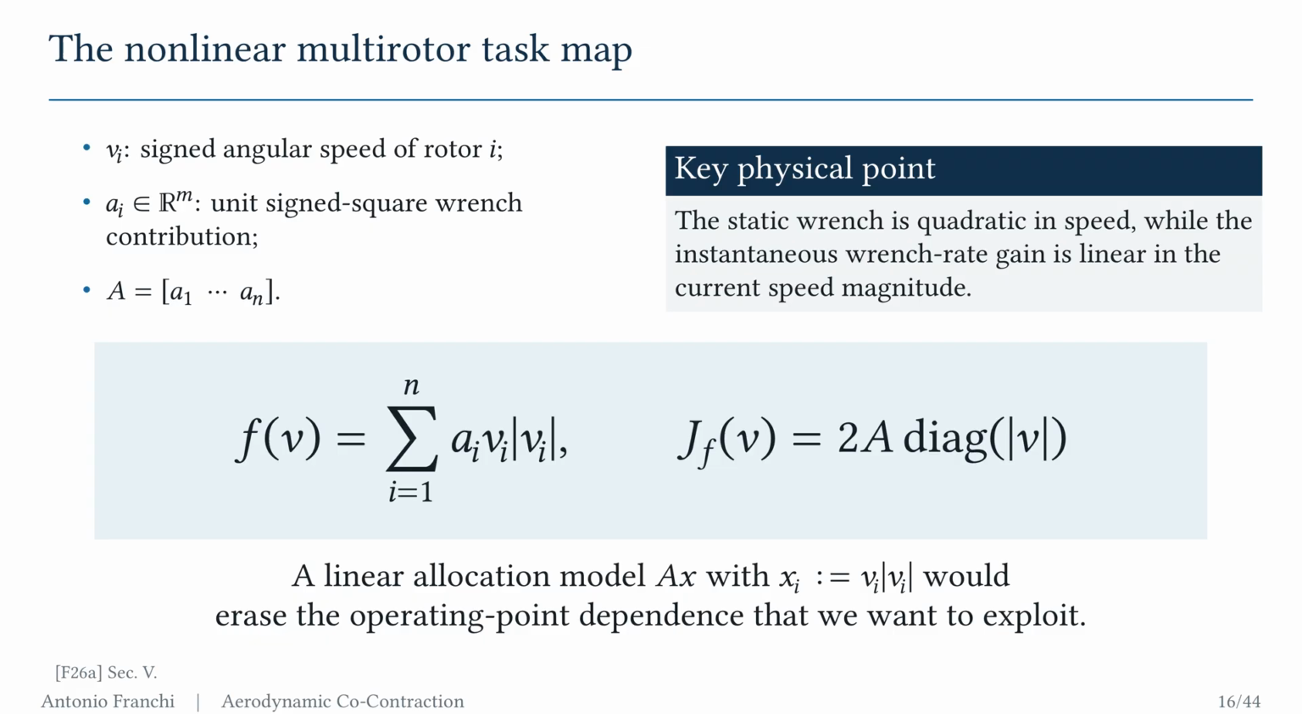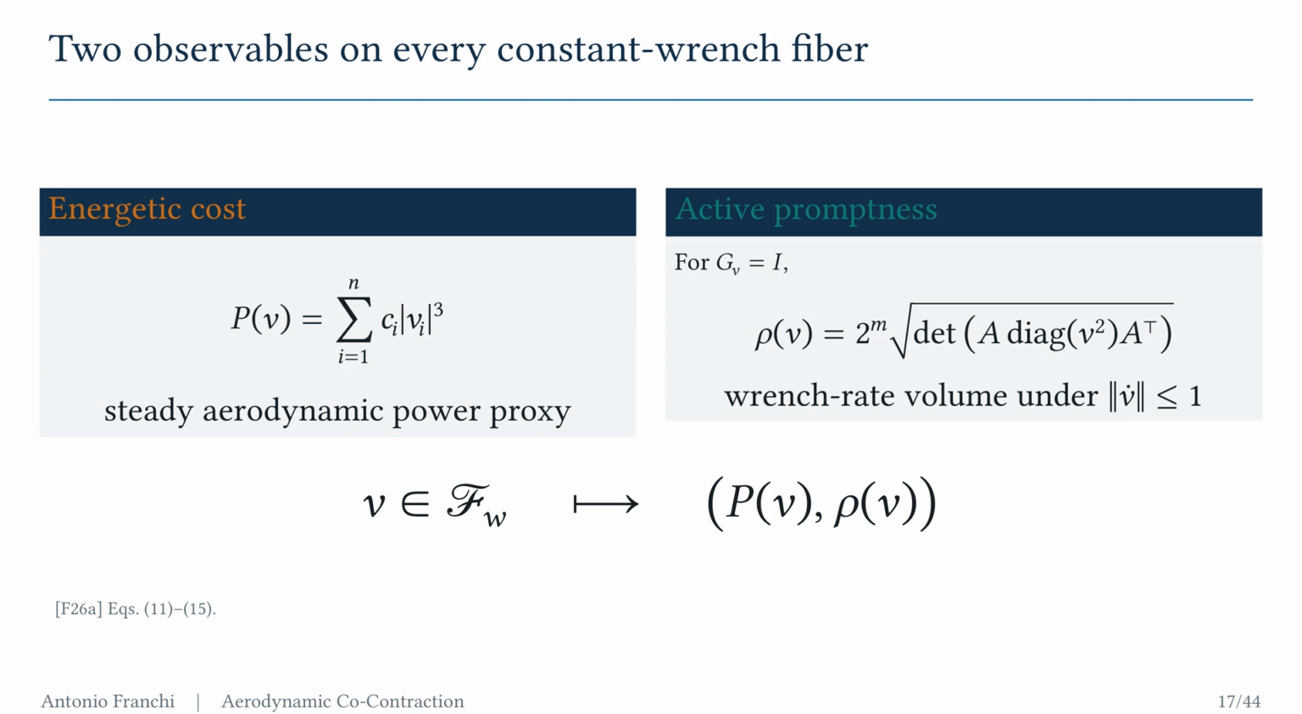The multirotor task map sums the signed square contribution A sub i, v sub i times absolute v sub i, over all the rotors. Differentiating gives J sub F equal to 2A times the diagonal matrix of speed magnitudes. Hence, the static wrench is quadratic in speed, while the local wrench state gain is linear in the current speed magnitude. Replacing rotor speeds by squared force variables would make the allocation map linear and would hide this physically relevant state dependence.